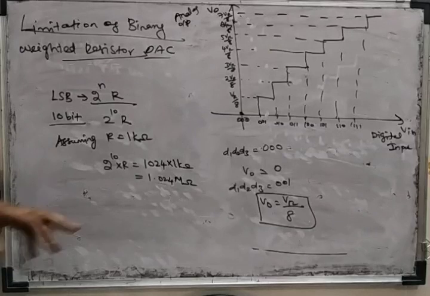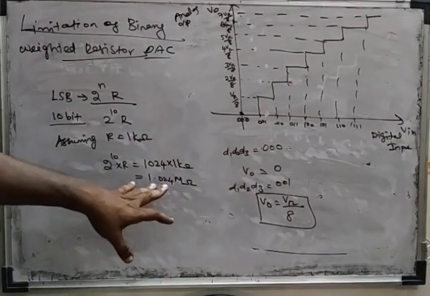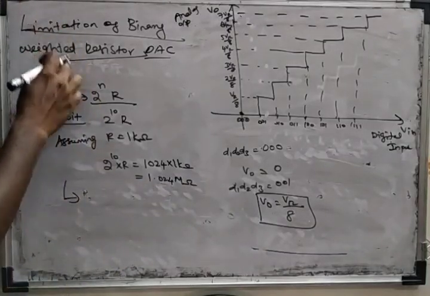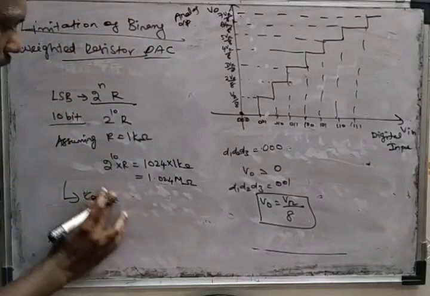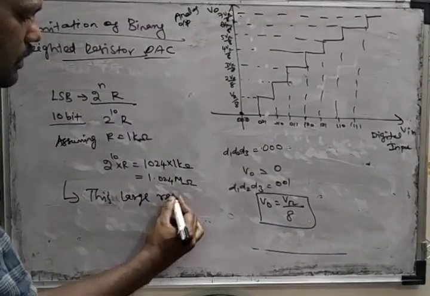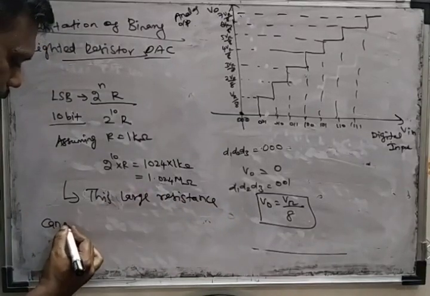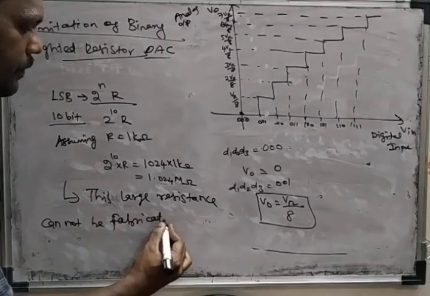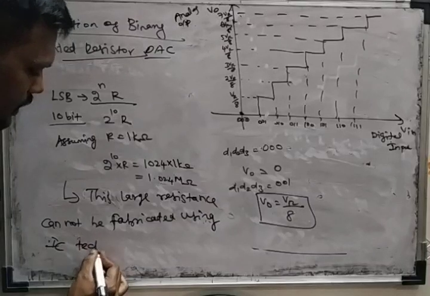So the LSB resistor value is very high, which cannot be fabricated using IC technology. This is the major drawback of the weighted resistor DAC. This large resistance cannot be fabricated using IC technology.